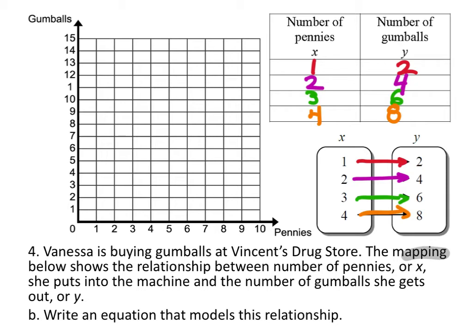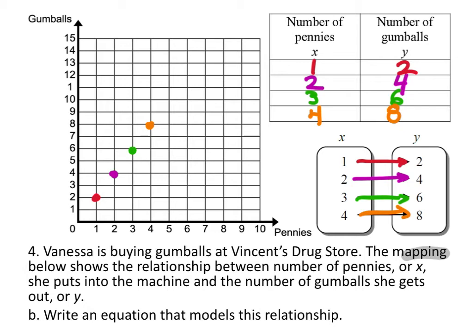And then we're going to put this on the graph. They've already labeled and scaled the graph for us. Very generous. So 1 penny, 2 gumballs, that would be this ordered pair. 2 pennies, 4 gumballs would be this ordered pair. 3 pennies, 6 gumballs, this ordered pair. And 4 pennies, 8 gumballs, right here, in orange.